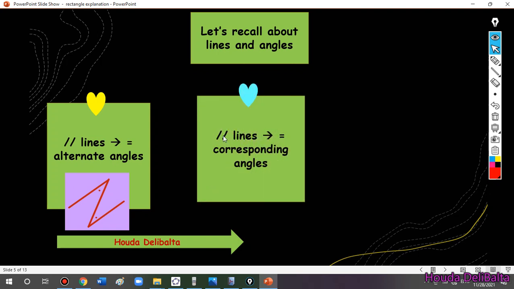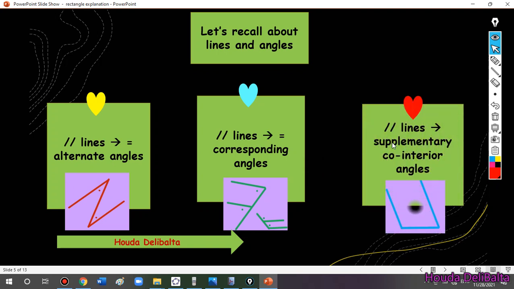And again, if I have parallel lines also, I'm going to have equal corresponding angles. Corresponding angles are the angles making the F shape, as you see here in the figure. Here are the parallel lines, and here are the corresponding equal angles. Similarly, for that figure, here are the parallel lines, and here are the equal corresponding angles.